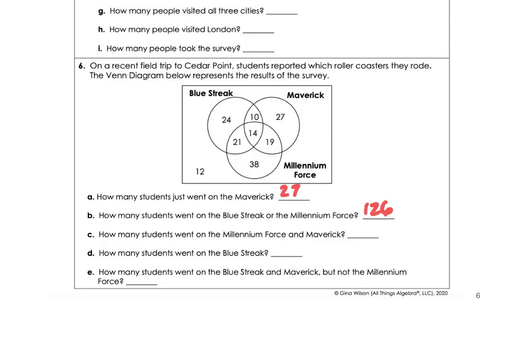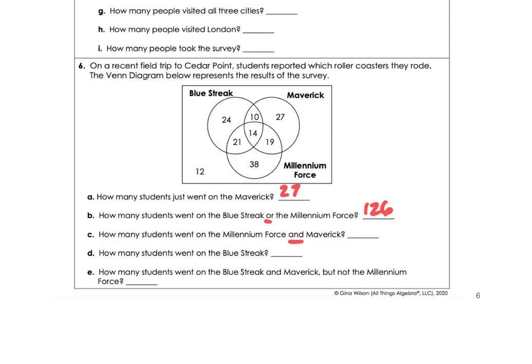Yep. Okay, because of the word "or" here, we're not saying "and." One or the other. So anything that's in the Blue Streak or the Millennium Force, it would be all of these plus these two. Anything that falls in either one of those two circles, we add them all up. So you've got to read these carefully.